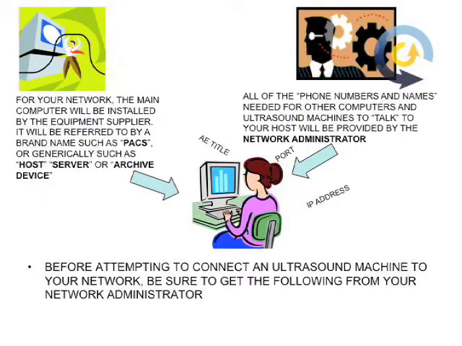For your network, the main computer will be installed by your system's provider. It will be referred to by its company name, such as PACS, or generically as in host, server, or archive device. All of the phone numbers and names needed for the computers to talk to each other will be provided by your network administrator. Before attempting to connect an ultrasound machine to your network, be sure to get the following information from your provider so that you can have it available for the person installing your ultrasound machine.